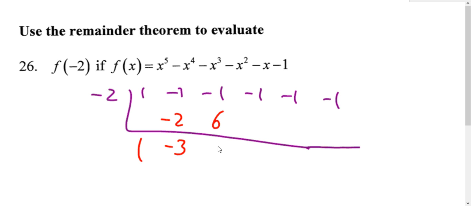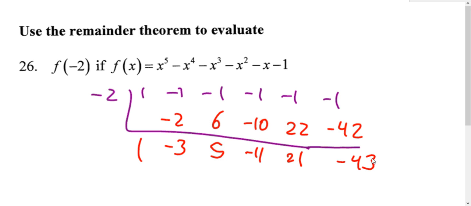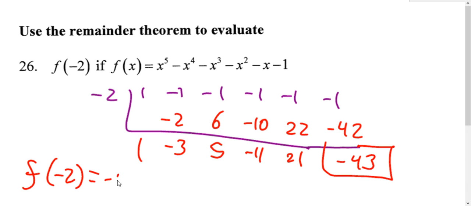Multiply, you get 6. Negative 10, negative 11. Positive 22. Minus 1 is 21. Times negative 2. Add, you get negative 43. So the remainder is negative 43, which means the answer or the output is negative 43. F of negative 2 is negative 43.